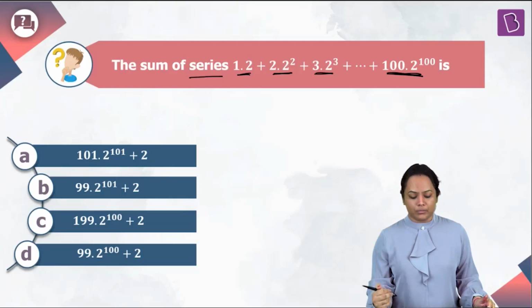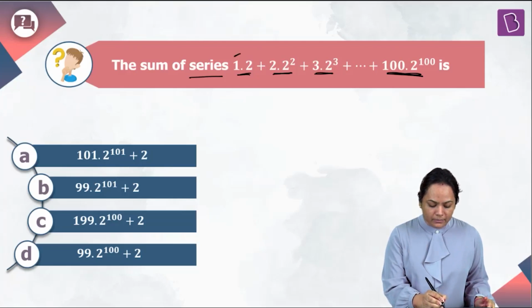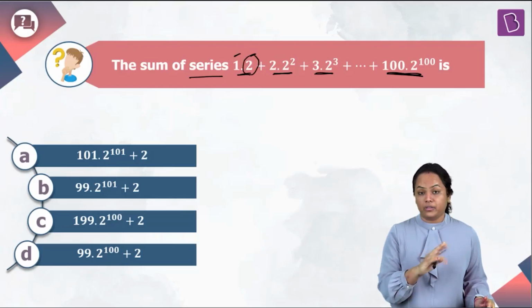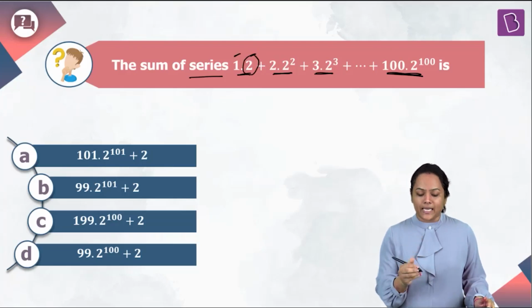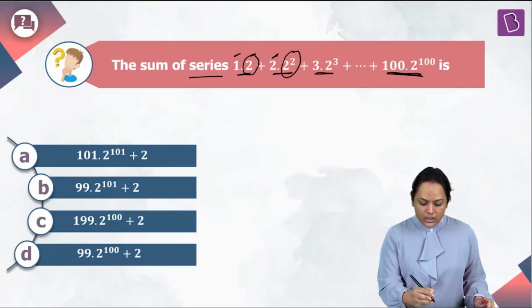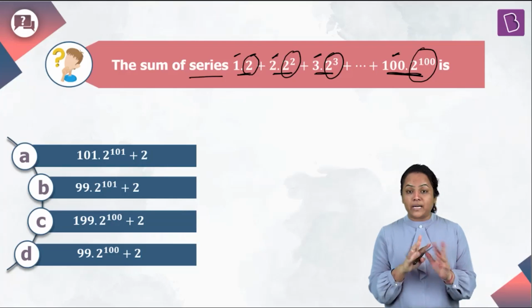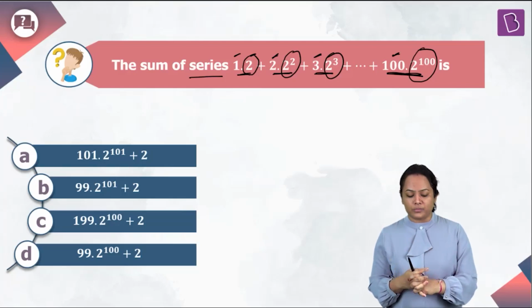So what is the series about? If I see the first term, I have 1 and 2. That means it's a multiplication of 2 different terms. Similarly, the second term has 2 and then 2 square. The third term has 3 multiplied by 2 cube. Similarly, the last term is 100 multiplied by 2 raised to 100. So I have a multiplication of two different kinds of terms.